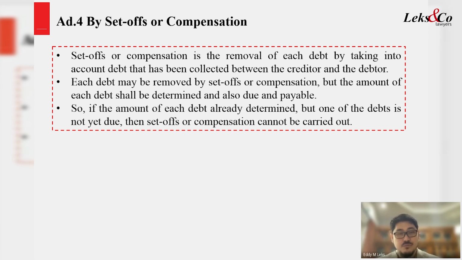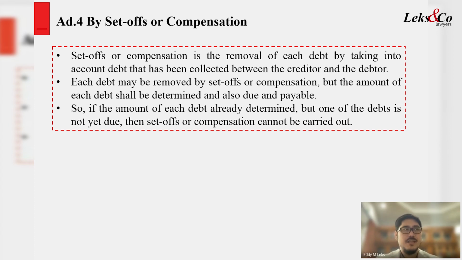Tentang perjumpaan utang. So if the amount of each debt is already determined, but one of the debts is not yet due, then set-off cannot be carried out. Ya. So set-off, kan, perjumpaan utang. Yeah, so I have debt to you. Yeah, it means that you have a receivable against me, right? But on the other hand, you also have debt to me. So I have a receivable against you, right? So there is a debt relationship between us together.